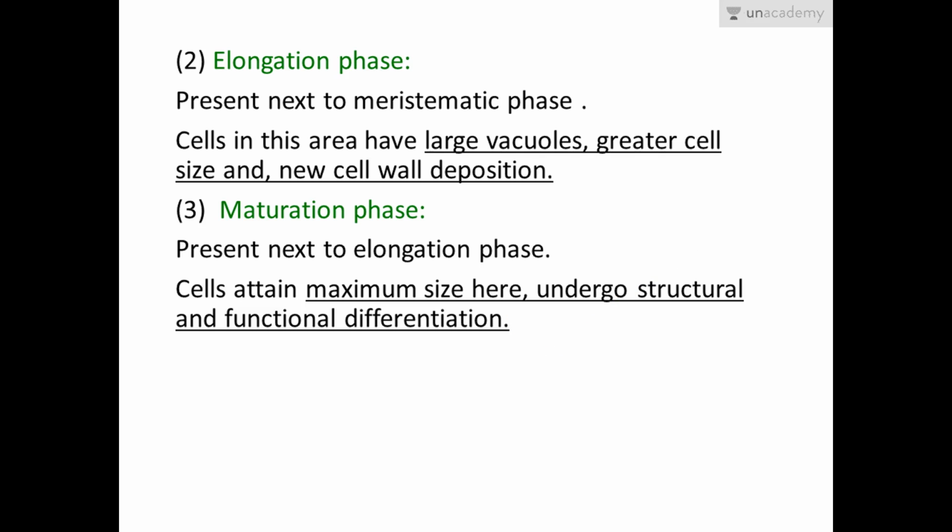The second phase is the elongation phase, which is present next to the meristematic phase.